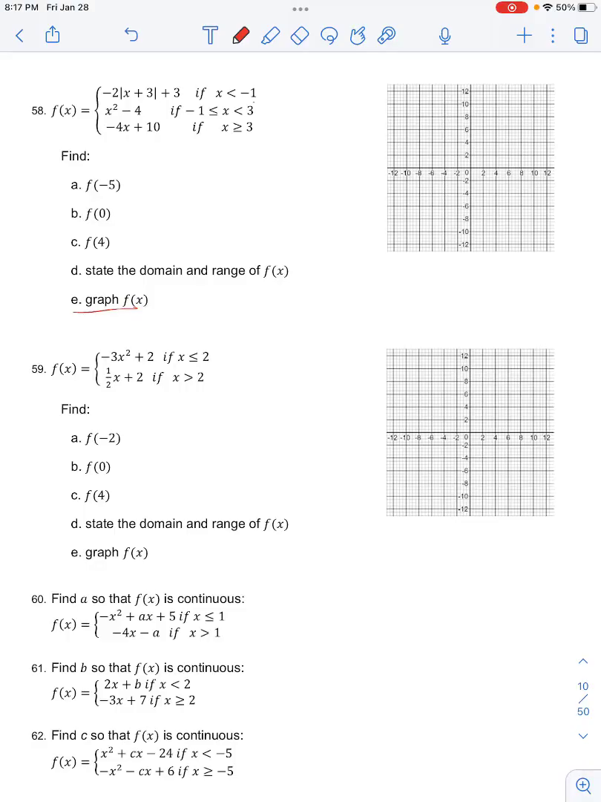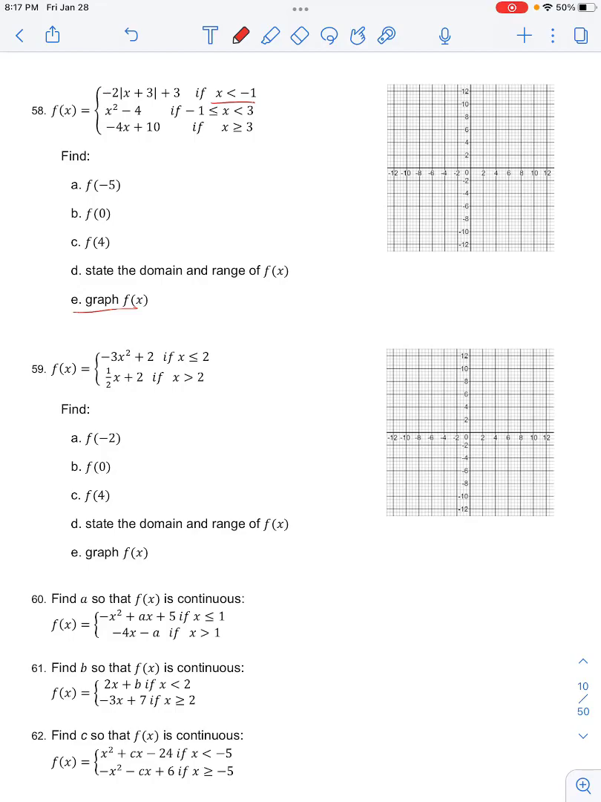Number 58 in your classic for quadratic functions asks you to find a through e for the piecewise function. So let's just go ahead and graph it first. So we have piecewise given when x is less than -1, so not including -1. We have -2 times absolute value of x plus 3 plus 3.